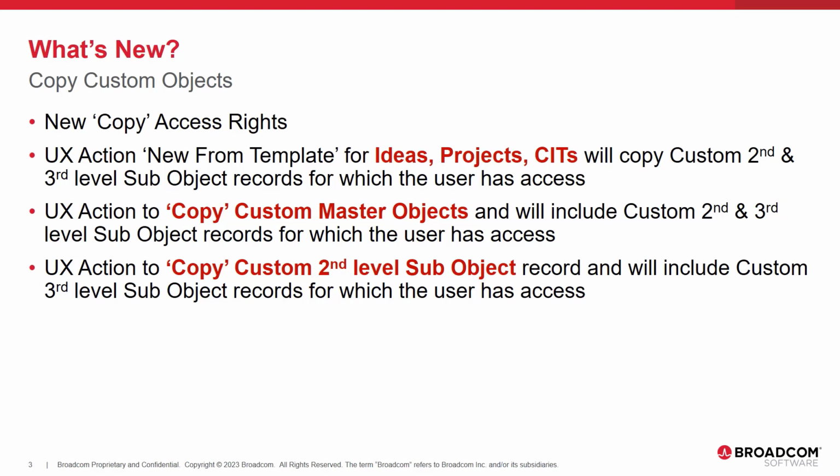With this new enhancement, the new from template action will now automatically copy over the second and third level objects into the new investment for which the user has access. A user with the new access rights will have the ability to copy the master custom object record, and it'll include the second and third level records for which the user has access. And the user can copy the child or second level record, and it'll bring over the third level records for which the user has access.